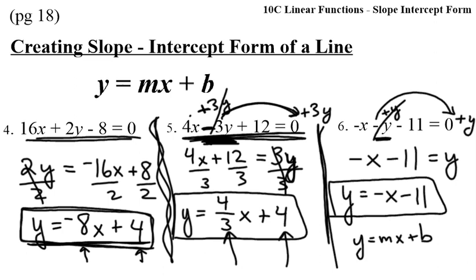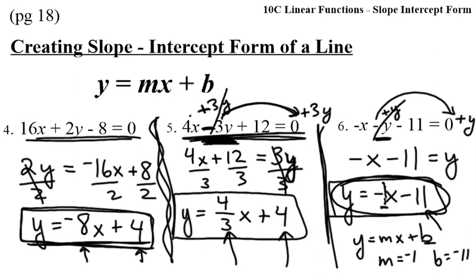In this case, what is my slope? I don't have something with my x. Don't forget a variable by itself. Our slope is -1 there. And our b-intercept, or our y-intercept, which is our b value, is -11.